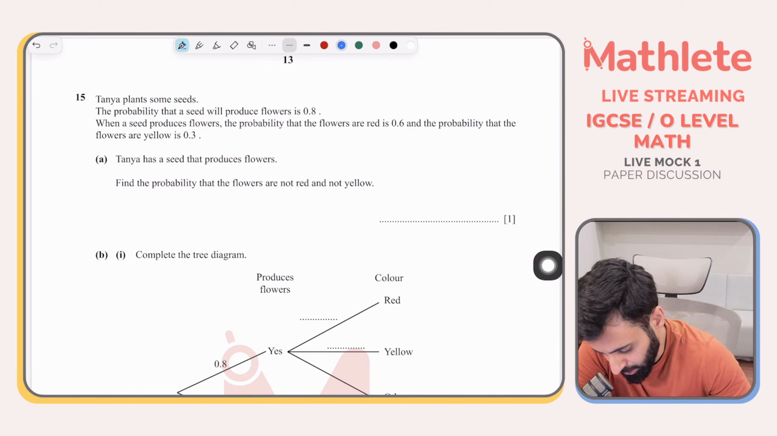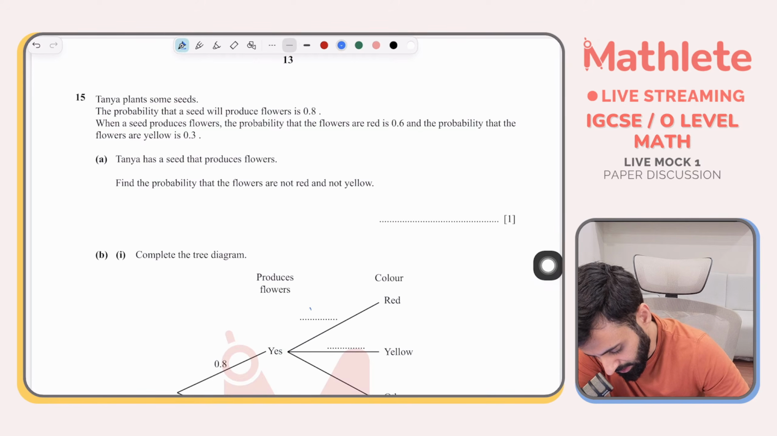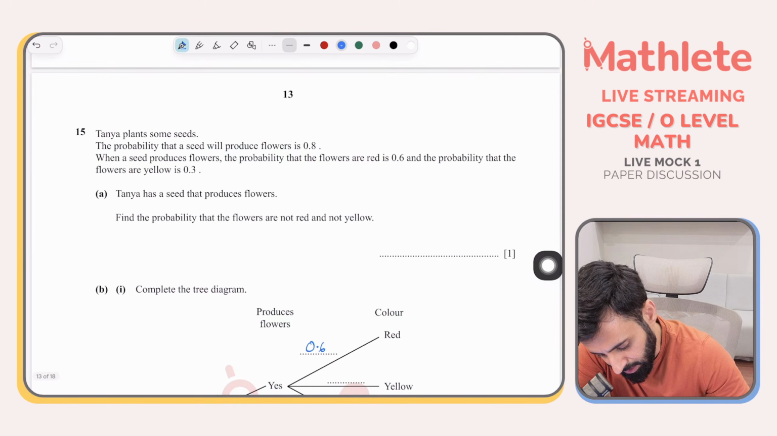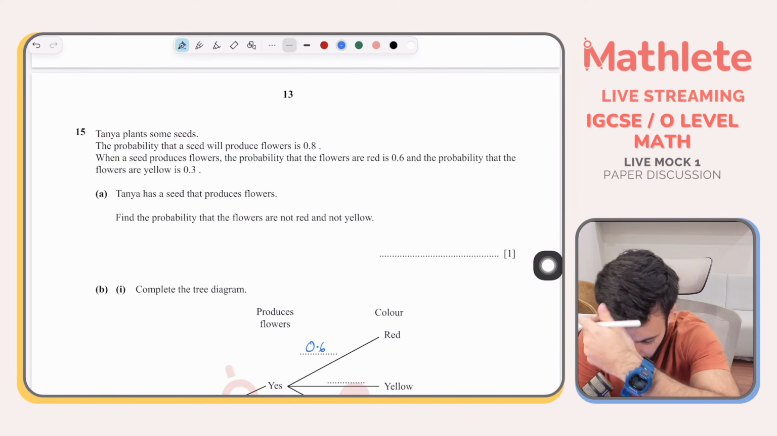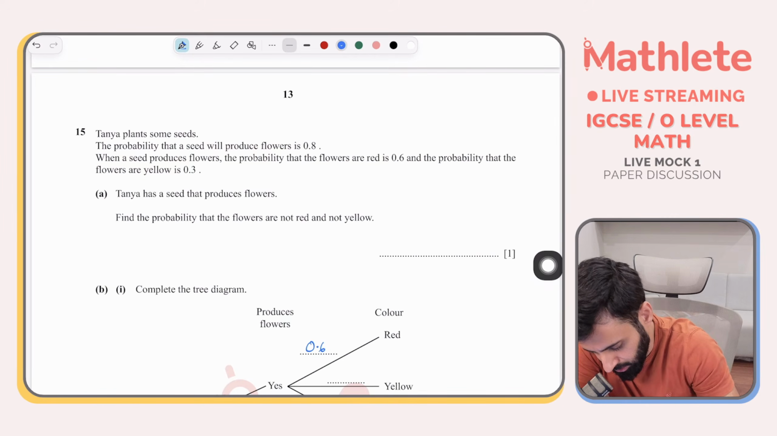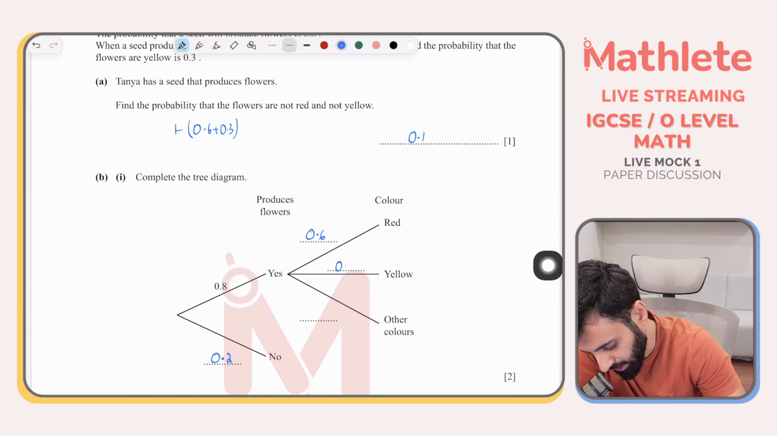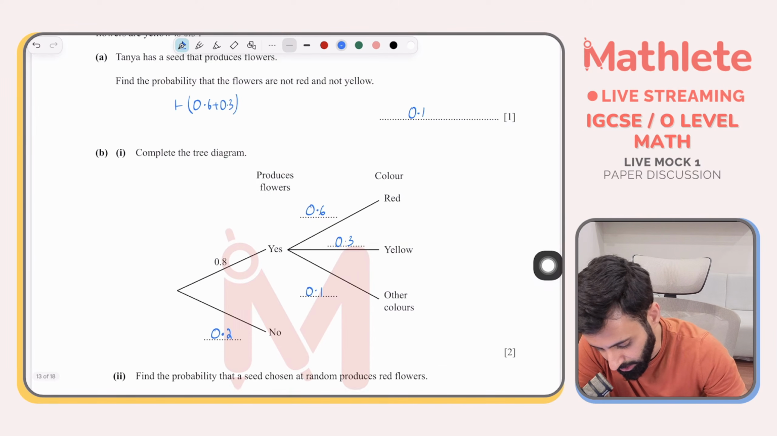Okay, now. When a seed produces flower, the probability that it's red is 0.6. Wait, this is part A. Tanya has a seed that produces flowers. Find the probability that the flowers are not red and not yellow. Not red and not yellow, that means 0.6 plus 0.3, subtract this from 1, so you get 0.1. Simple as that. So not red and not yellow is 0.1.